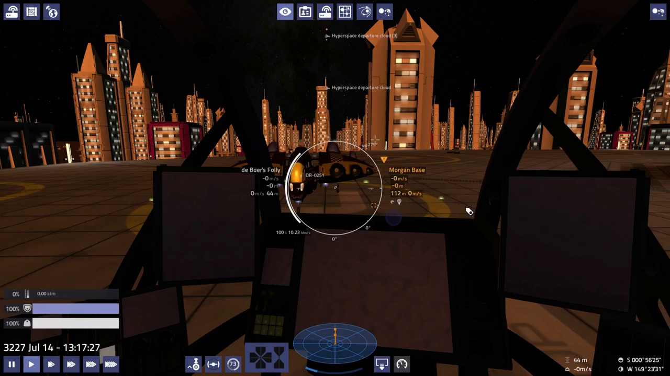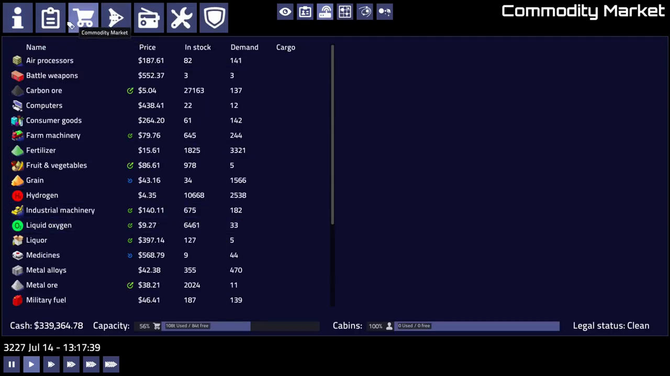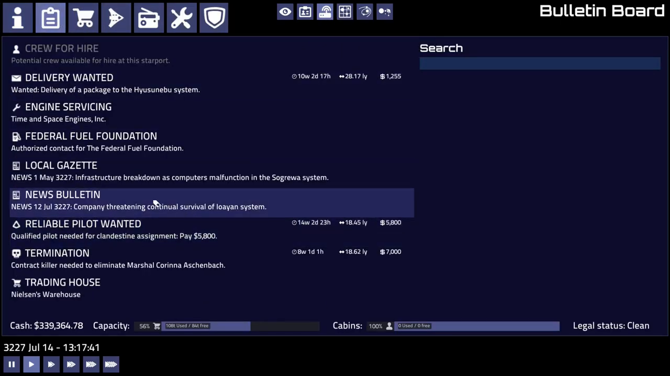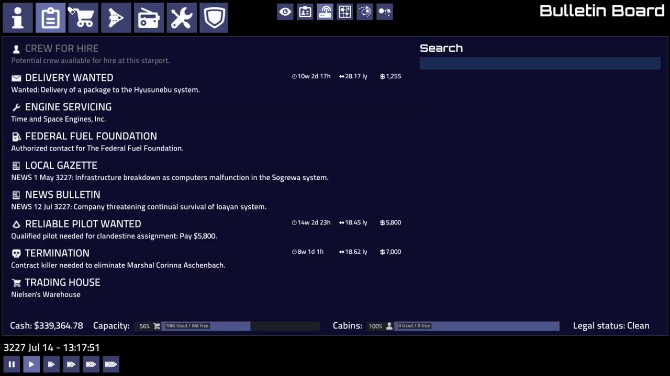Wow, I didn't expect the single price to be double the market price. That was good. That was excellent. It might not be as profitable as some of these news instances. Oh, look at this, and there's a newest instance here. Company threatened continual survival, Ionian system. So this, we could take air compressors.